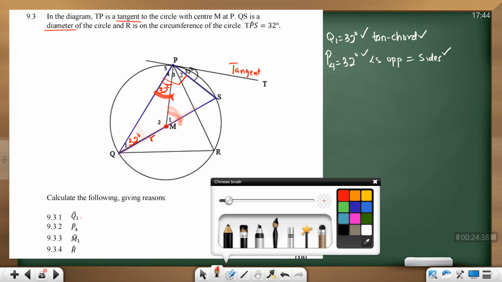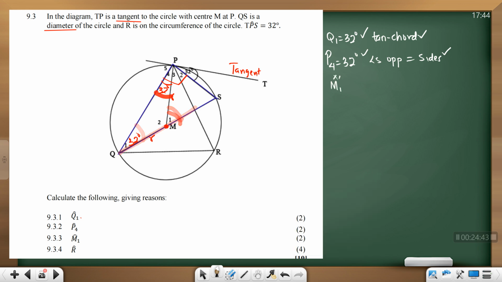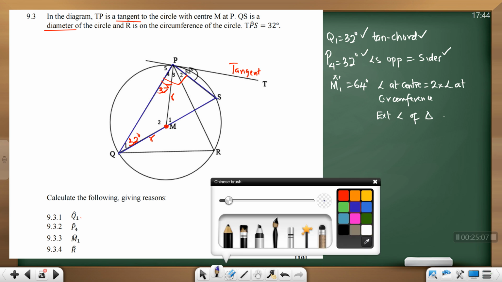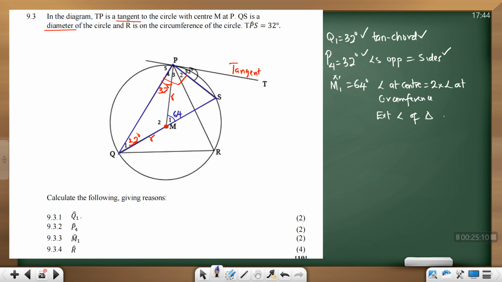Okay, so beautiful ways. 3 ways of getting that particular one. So M1 equals to what? 64 degrees. What did we say? Angle at center is equal to 2 times angle at circumference. What was the other reason we said? Exterior angle of what? Of triangle. And please, once you get an angle, write it there. Angle R.